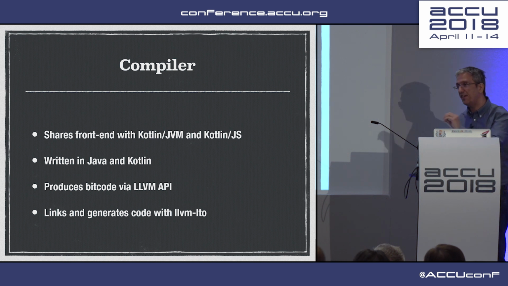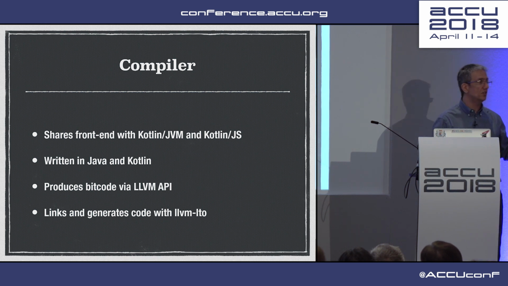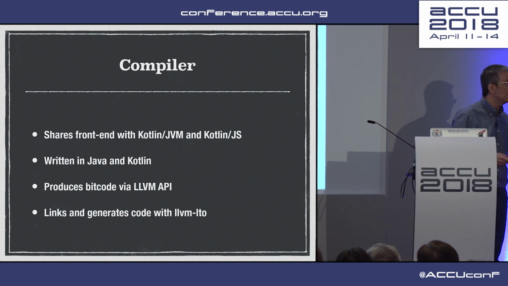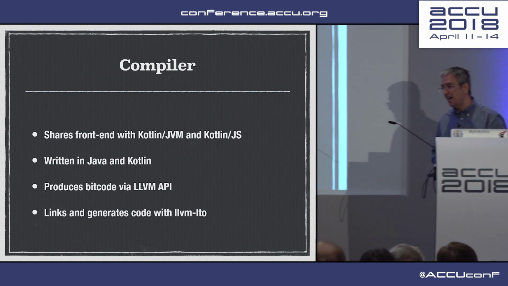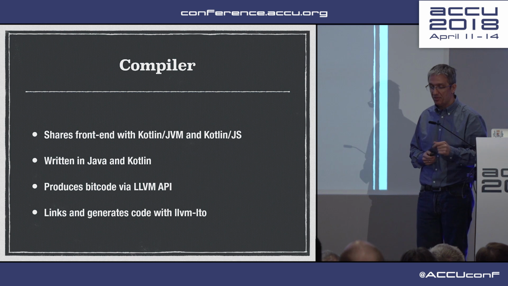If you get into the specifics of one platform, obviously what that means is that if I want to target native, I cannot use something from the JVM. But in terms of the language itself, I can. The compiler is written in Java and Kotlin, and it produces the bitcode.